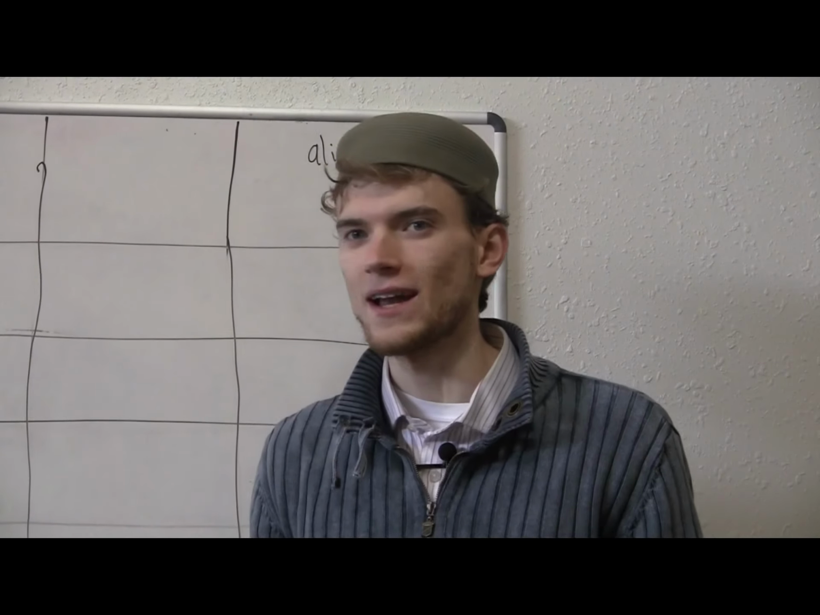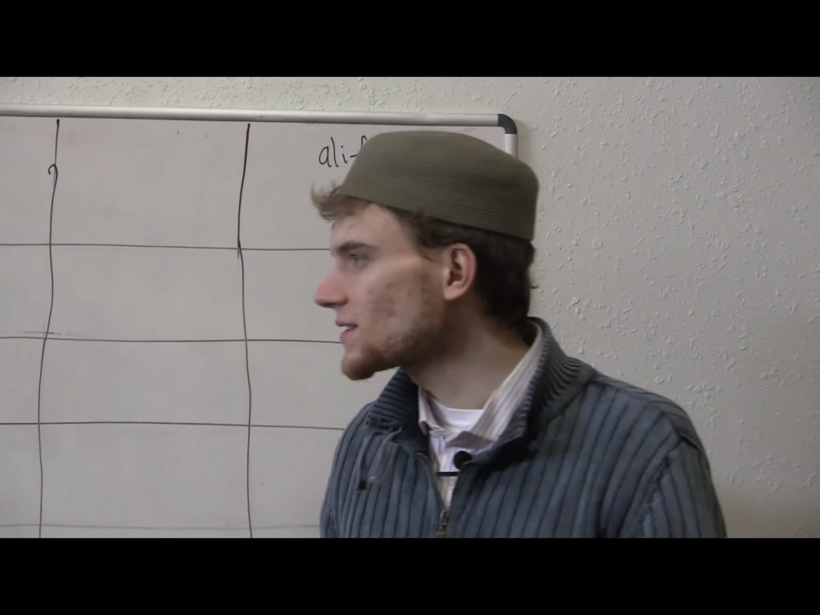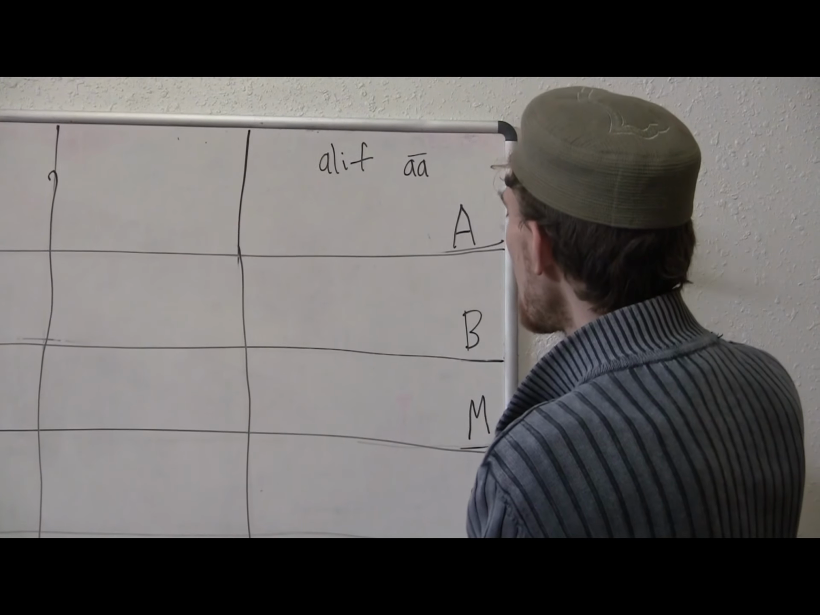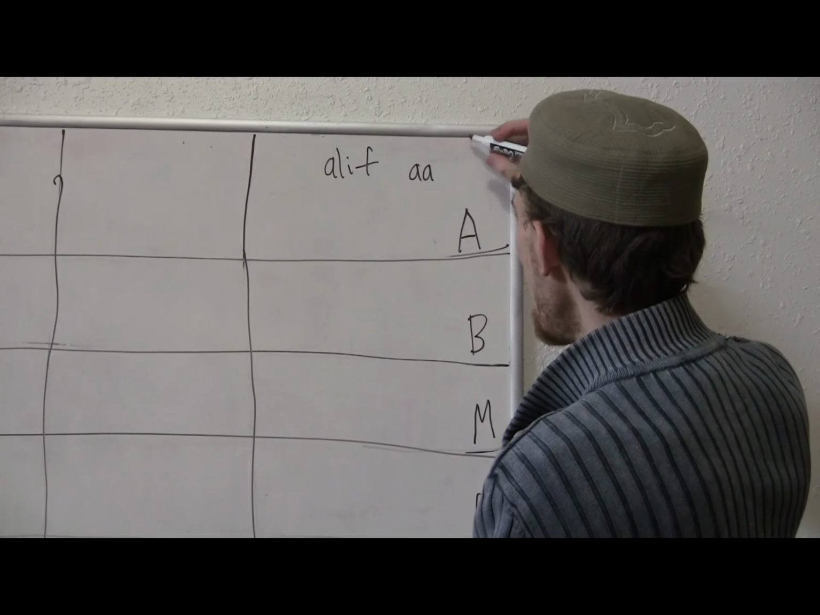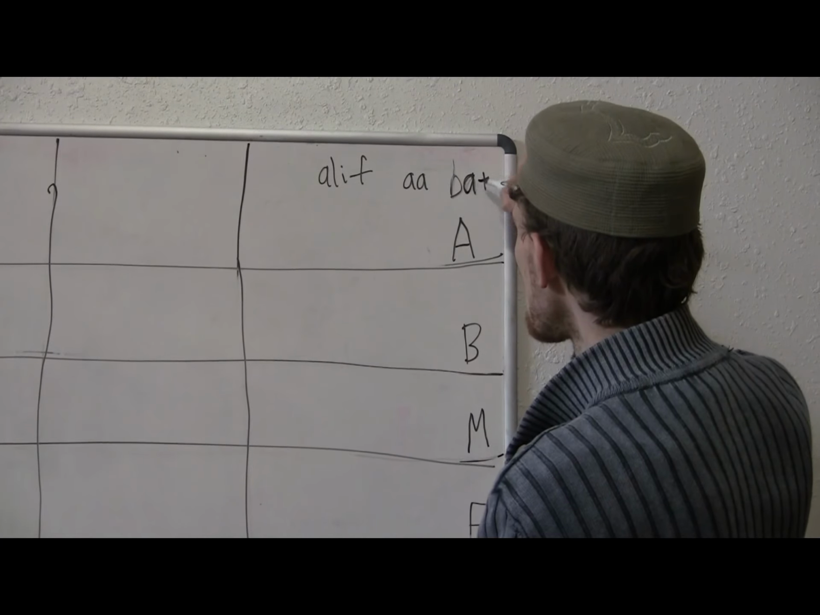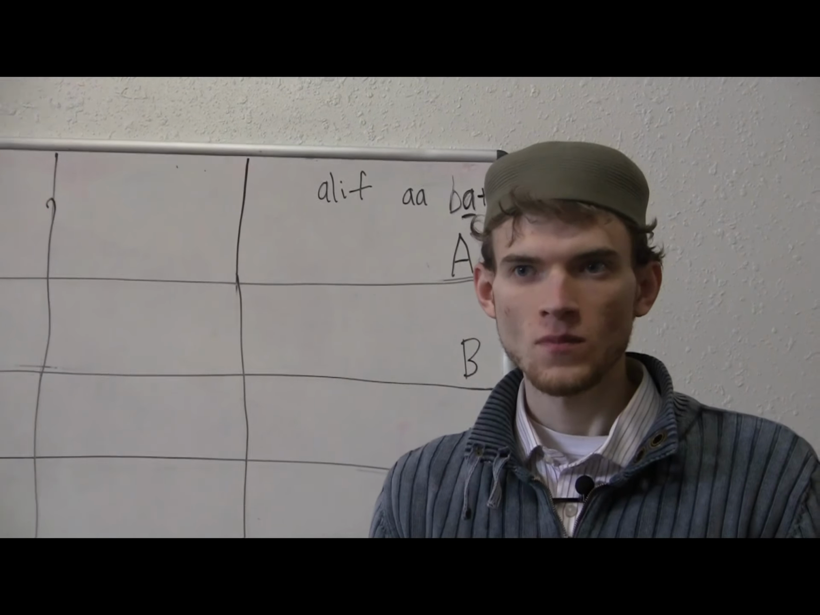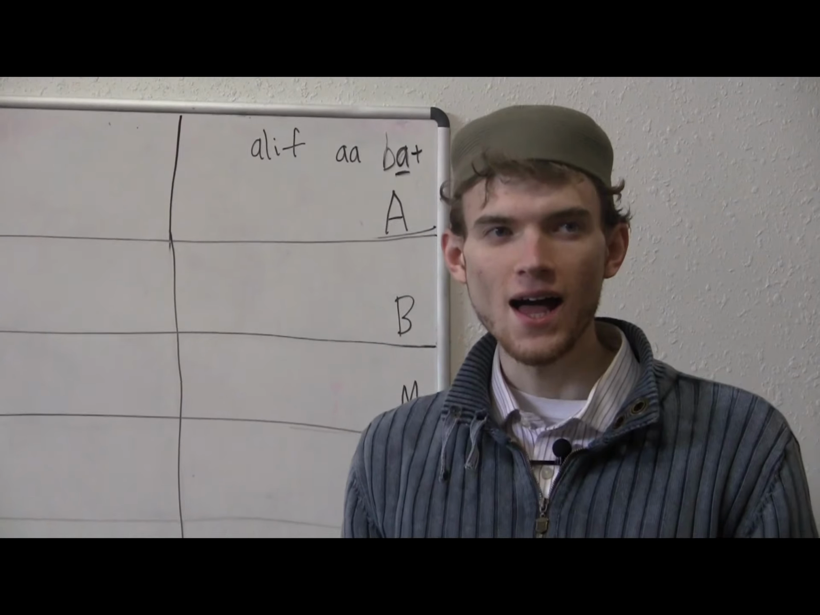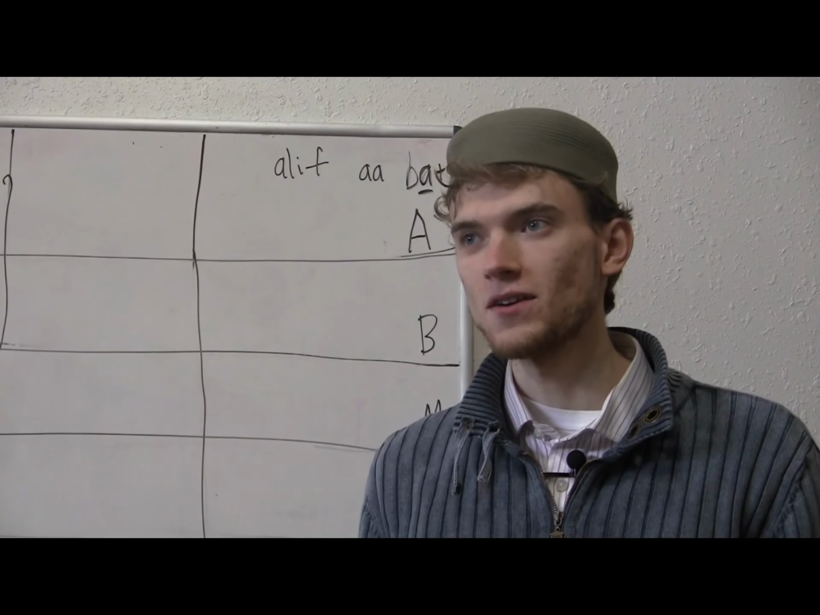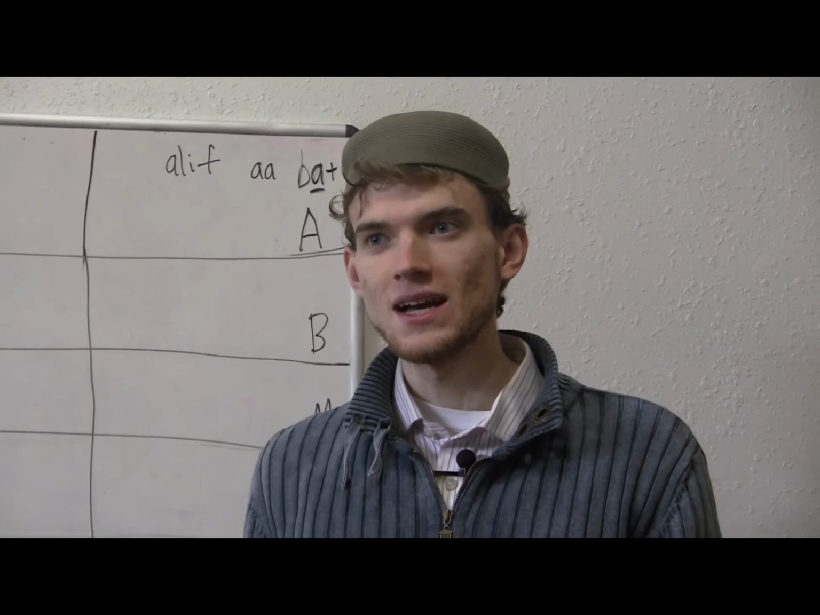alif. Everyone say that. Alif. Alif. And the sound it makes is a long A, as in bat. Everyone say for me, bat. Bat. Right. That's the sound. So this is the sound of alif. When you see an alif, you know it's going to be pronounced.